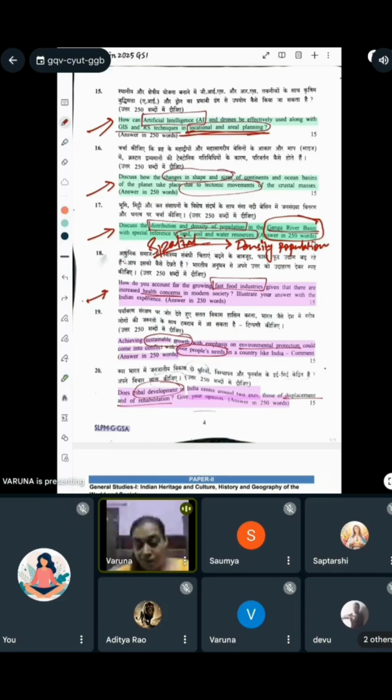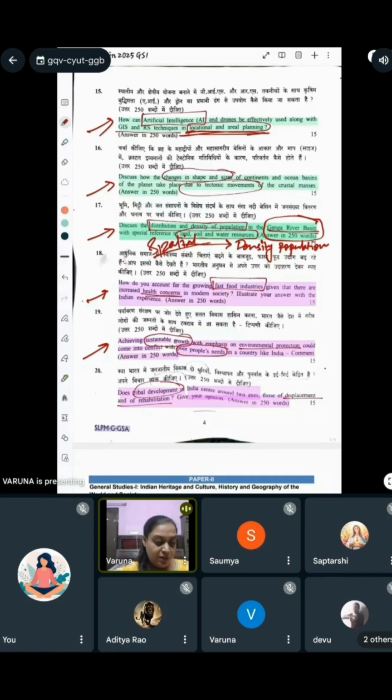It is not an economy related answer. We need not think from the economic perspective, but from the socio-economic aspect. The society related points need to be highlighted here. Okay. Next question: achieving sustainable growth with the emphasis on environmental protection could come into conflict with poor people's need in a country like India.